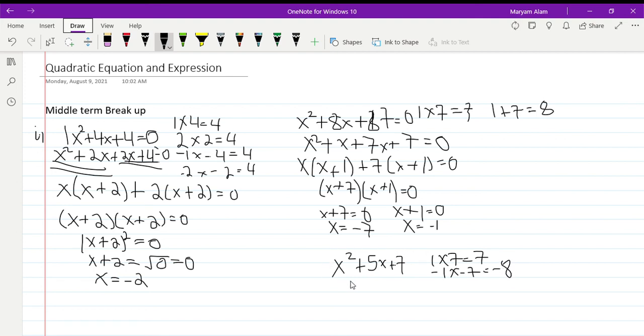So I cannot solve or factorize this expression through middle term breakup. I have to use another strategy that will be learned in the next video.